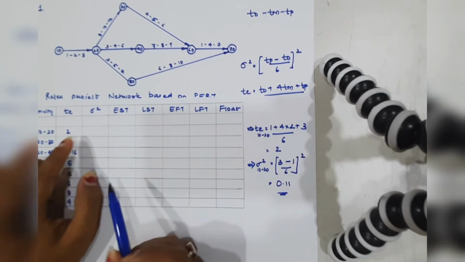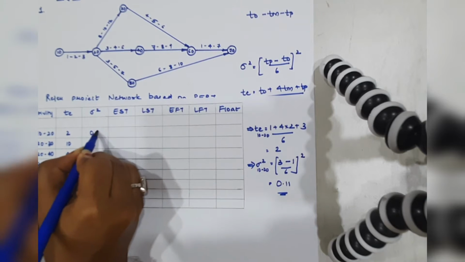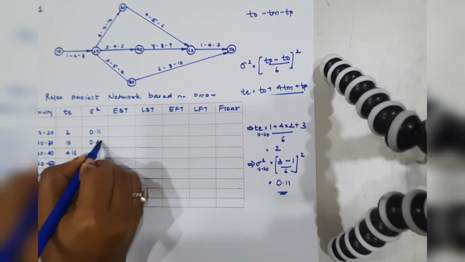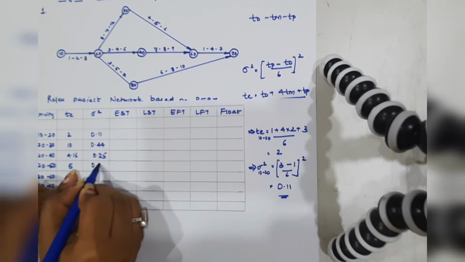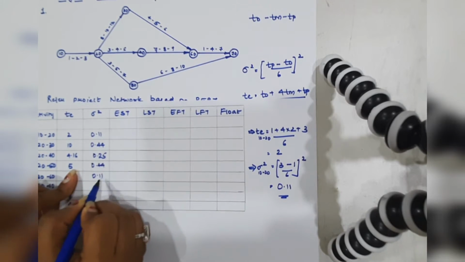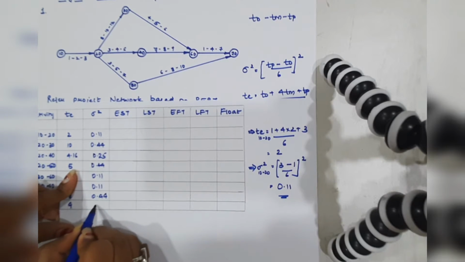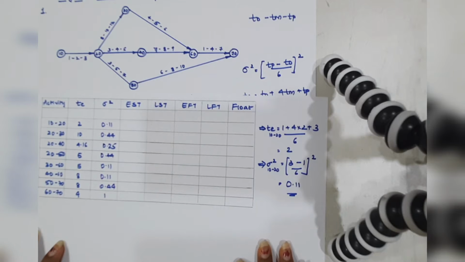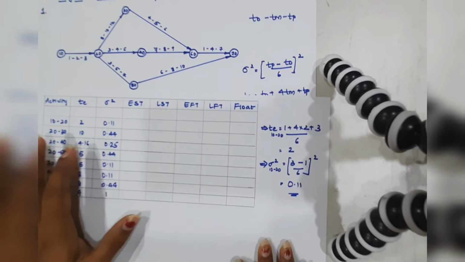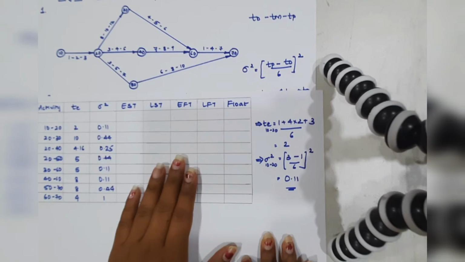So simply, as we have calculated for the 10 to 20 activity, we have to carry out the same for the others as well. So let me just write down the values. Now we are done with sigma square, that is our variance. So our next step is filling out this table.